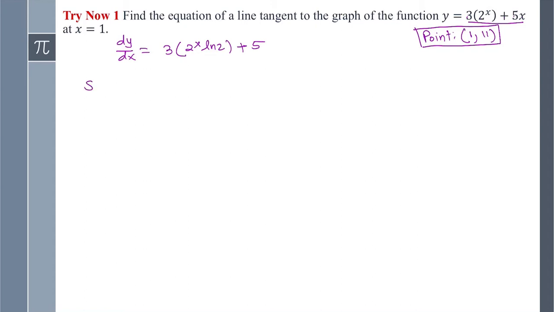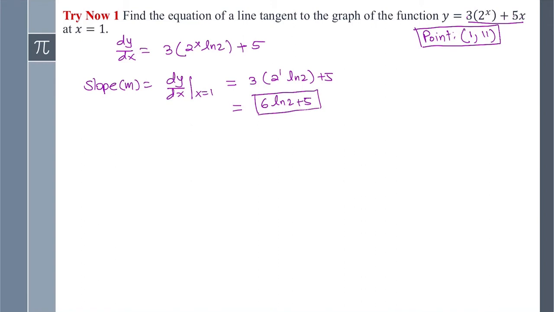Now the slope of the tangent line is given by the derivative of that function at x equals 1, which is 3 times 2 to the 1 natural log of 2 plus 5, which is 6 natural log of 2 plus 5. Let's not put this into the calculator. Let's just leave this as exact.